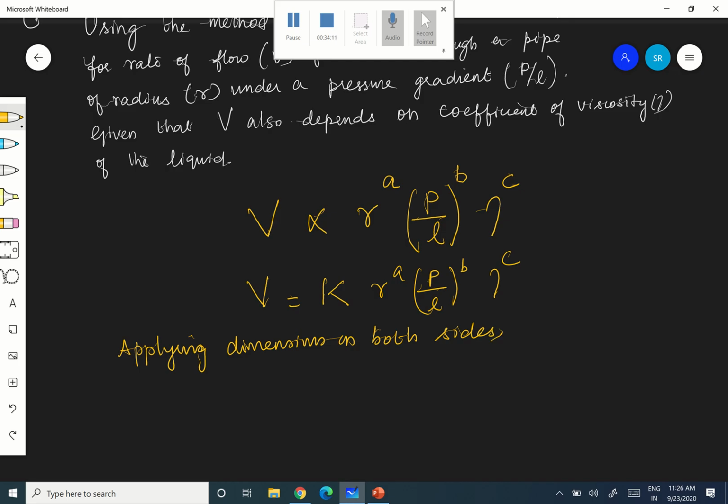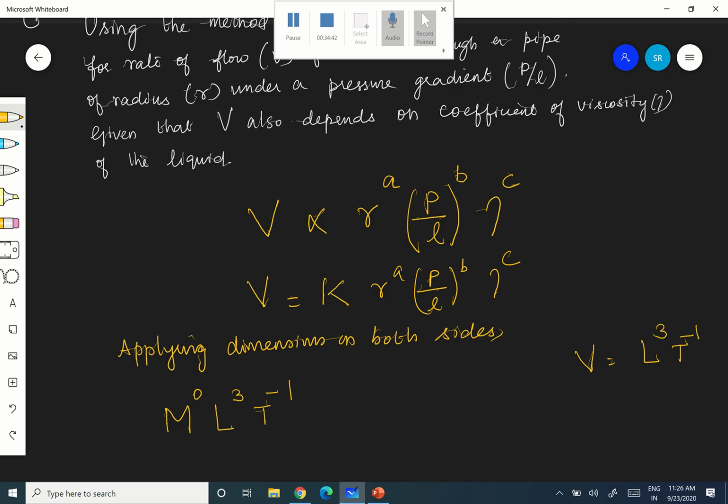What is V? V is volume, not velocity: the volume of the liquid flowing per second, the rate of flow. Volume is L cube, per second, therefore T power minus 1. Are you following? Therefore it is L cube T power minus 1, and it is independent of M, so M power 0, L cube, T power minus 1.